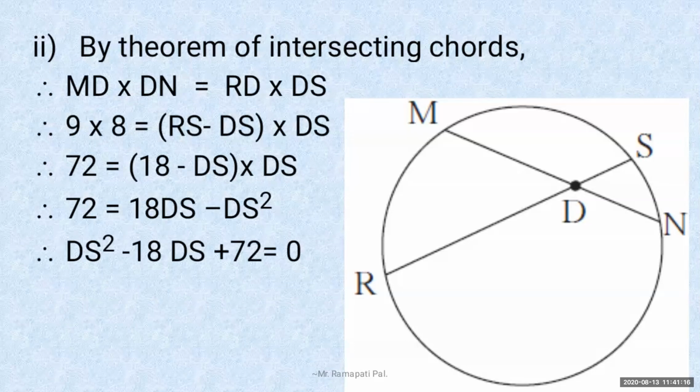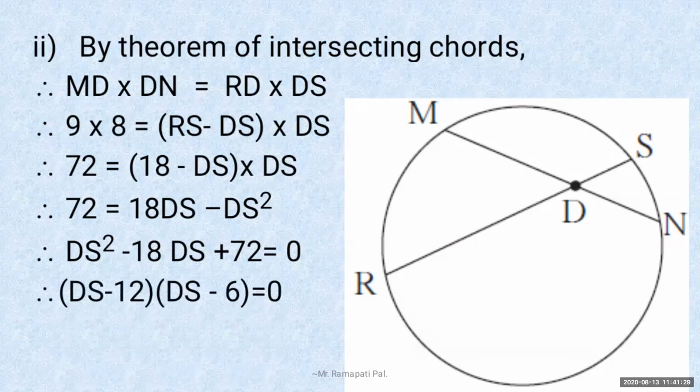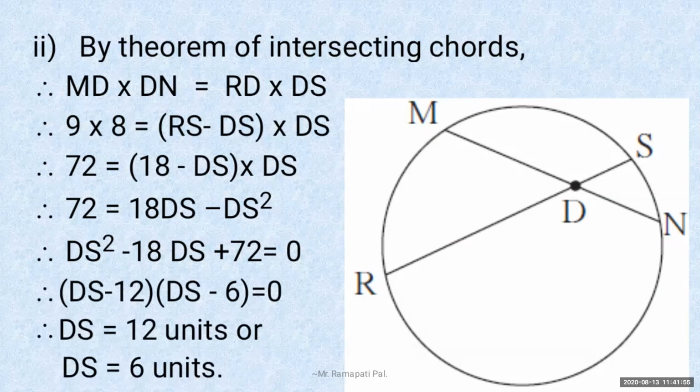Now factorize it. Here the product is 72 and the sum is minus 18. So take out the factors of this. When you take the factors, that is 12 into 6, because the sum is minus 18. So we write DS minus 12, DS minus 6 is equal to 0. When we solve this, we get DS is equal to 12, DS is equal to 6 units. Okay, sure? Is it clear? Shall I proceed now? Okay, good.